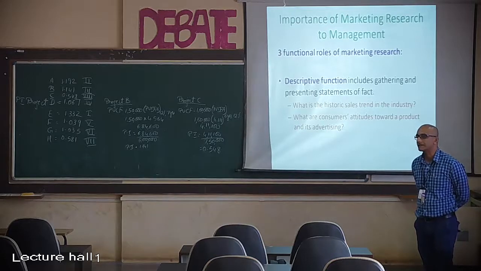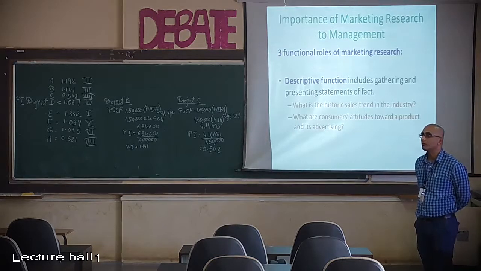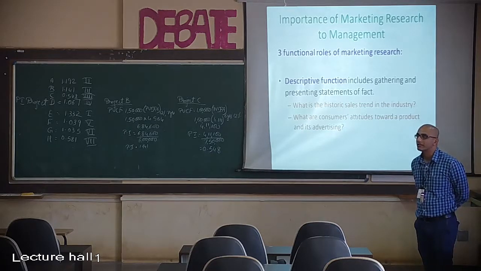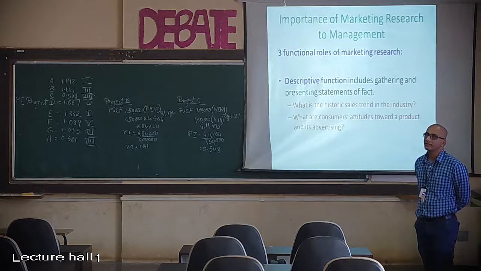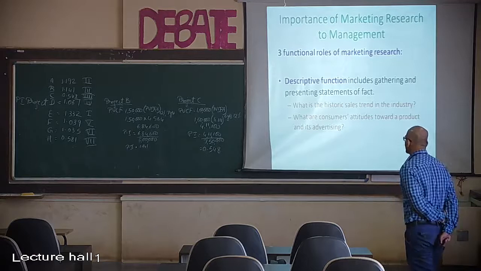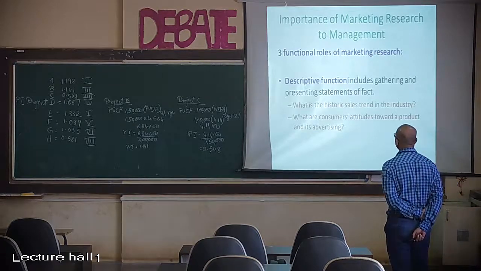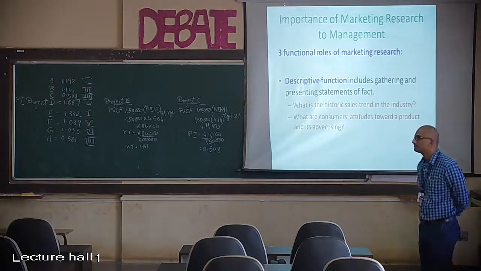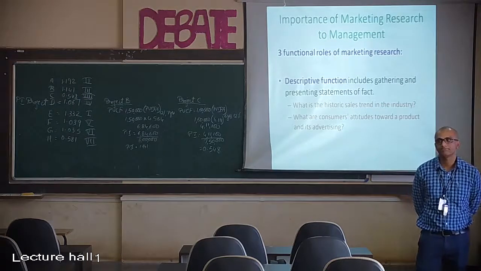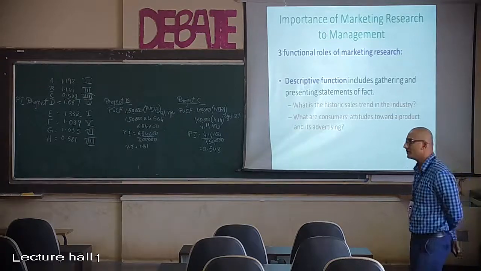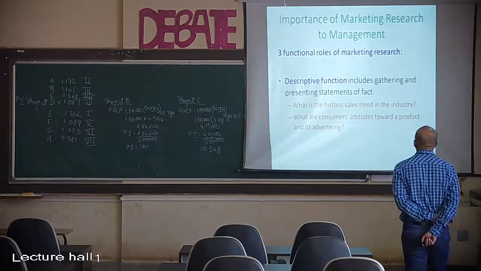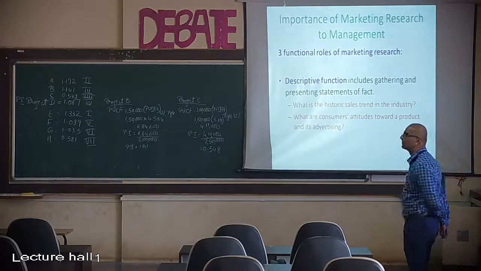What it does, and what are the different types of activities that it does, so that those activities are classified into different segments. The first and foremost are the functional roles of marketing research. Actually, marketing research wears three different types of hats, three different types of activities. The first one is the descriptive function, which includes gathering and presenting the statements of the fact.